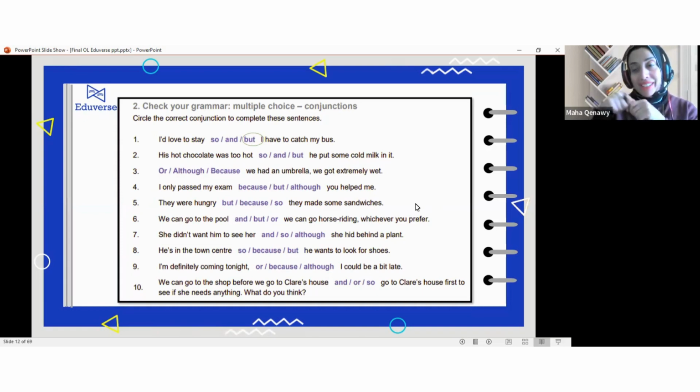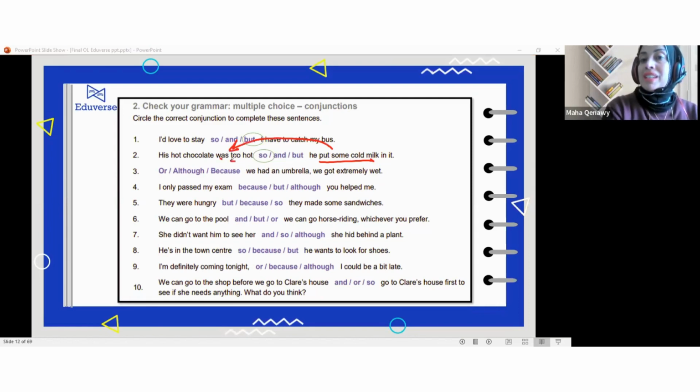That's why he does so. It's a reason. Yes, that's right. You use so to show the reason. His hot chocolate was too hot, so he put some cold milk in it. This is the result. The second statement is the result of the first statement.